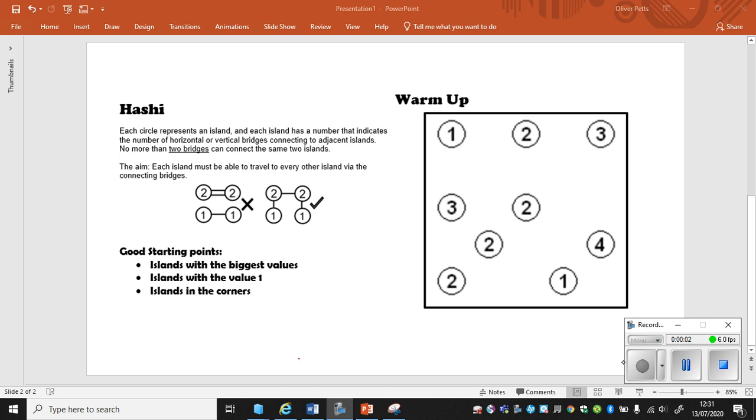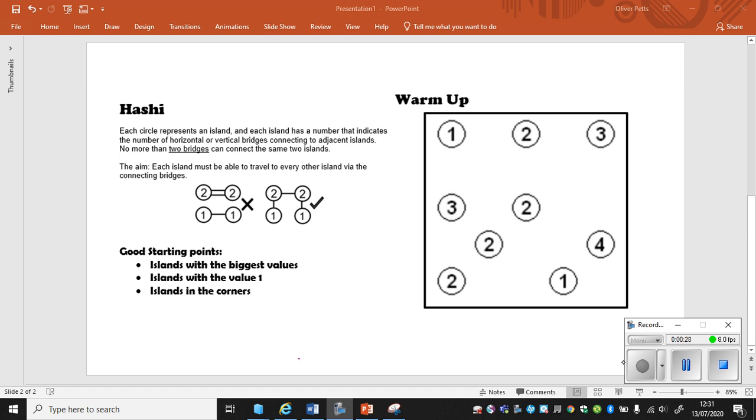Okay, so let's have a little look at how to solve a Hashi puzzle. As it says, we've got our little puzzle here with a box around the outside, and inside we have lots of circles that represent islands. The numbers inside the islands tell you how many bridges have to lead away from that particular island. Now, bridges have to connect to other islands.